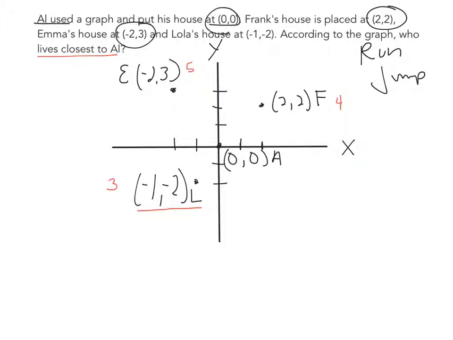So I have to use my logical thinking here. And when I see that Lola's house is the closest, I have to be able to prove it. And the way I prove it is looking at the number of spaces. So she only needed 3 spaces, 3 jumps, and we can just draw this out here. 1, 2, 3 in order to get to her place. So this distance by default is going to be the closest distance. So who lives closest to Al? Lola lives closest to Al.